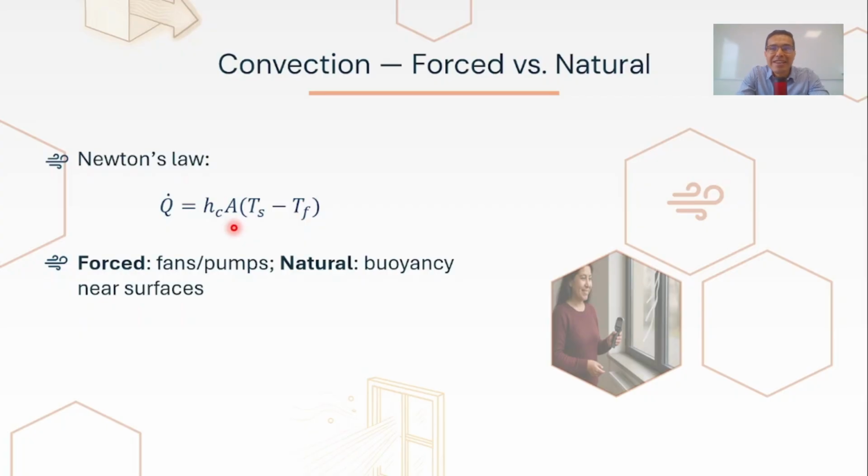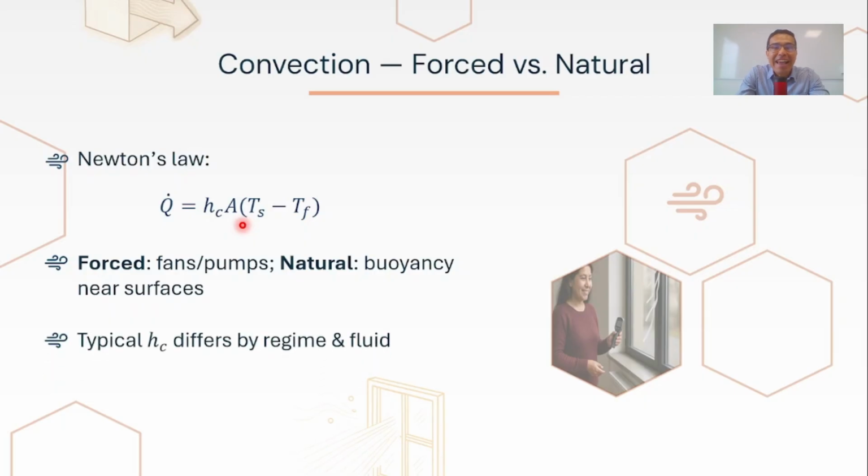Forced convection is when a fan or pump is actively pushing the fluid. Think about the air blowing out of an air conditioning vent in a duct, or a pump pushing water through a boiler. Natural convection, or free convection, happens on its own due to buoyancy. A great example is the warm air rising off a radiator, or how air circulates around the inside of a window on a cold day.